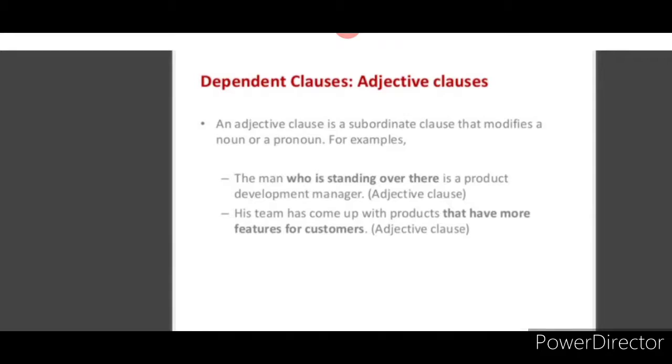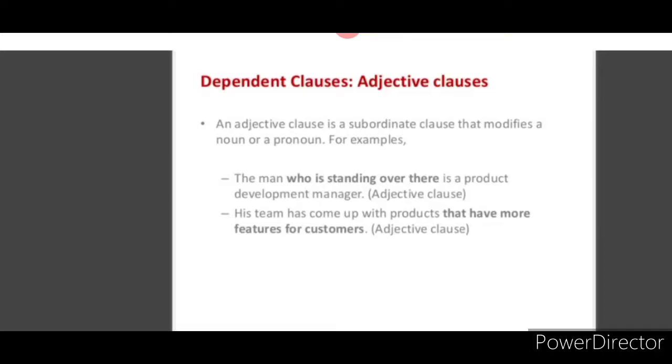So adjective means what? It gives more information about the noun. So an adjective clause gives you more information about a noun and it will tell us which one, what kind or how many. By seeing the examples you will identify what is adjective clause and what is adverb clause.